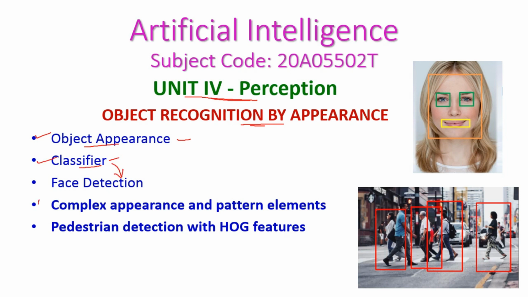After that we will see two subtopics from this object recognition. The first one is complex appearance and pattern elements, and the second one is pedestrian detection with HOG features. Pedestrians means the people who are walking on the road. Okay, so this is pedestrian detection with HOG features. Let us see all those things one by one.